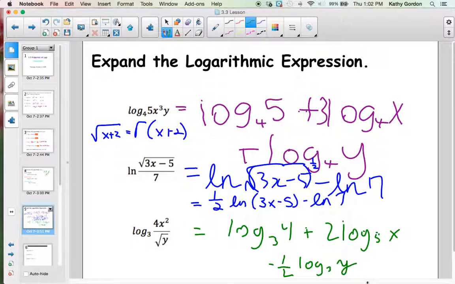Agreed? Is that as far as we can expand it? Yes. Maybe. What else do you think we can do? Change the 4 to a 2 and then put a 2 in front of the log. Okay, you could do that. You definitely could do that, or you could change it to a 2 times 2 and then take log base 3 of 2 plus log base 3 of 2.